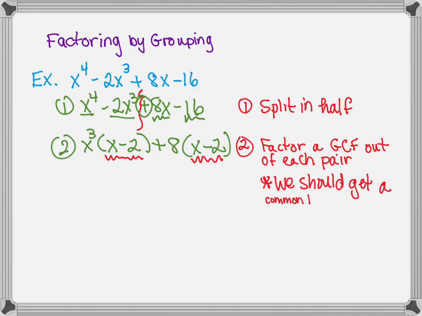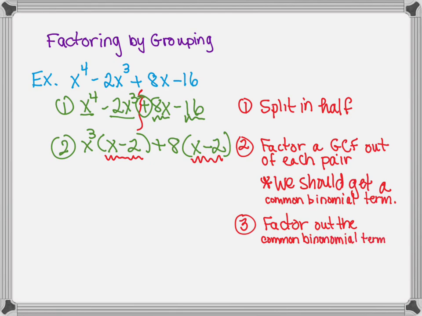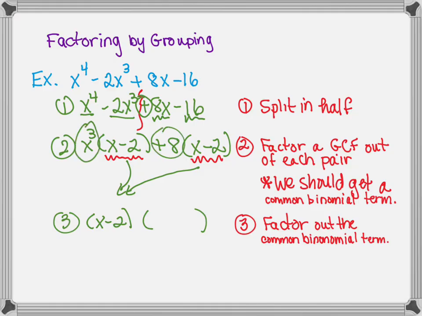Okay, so for factoring by grouping to continue, we need to have that common binomial term. So now we will factor out that common binomial term. So I'll factor out the x minus 2. I usually put that out in front. And then I'll put second parentheses, and then I'll put what's left once we factor that out of each of those terms. So from the first term, I'm left with x cubed, and from the second term, I'll be left with positive 8. So I'll have x cubed plus 8 in my second parentheses.